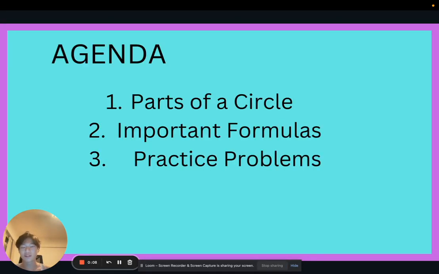So what is the agenda for today? We're going to first go over the parts of a circle, we're then going to go over important formulas for a circle, and then we'll do some practice problems.